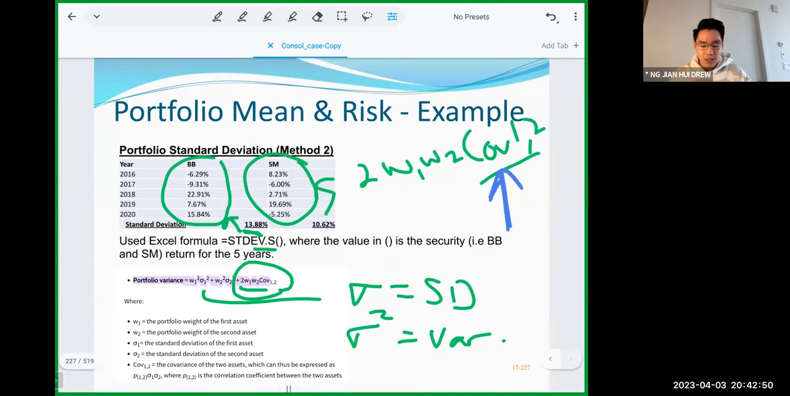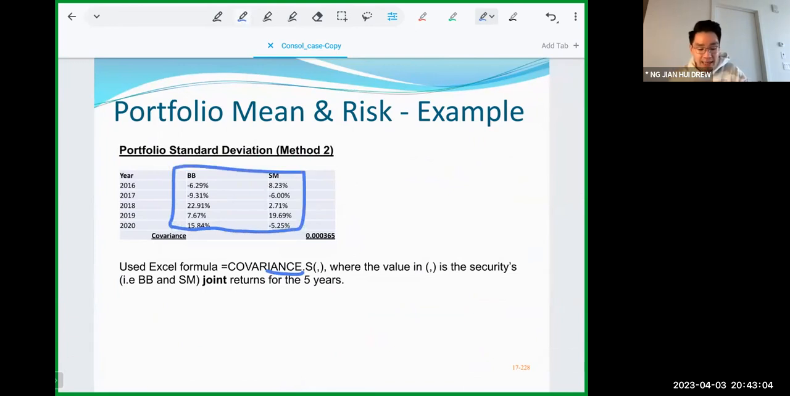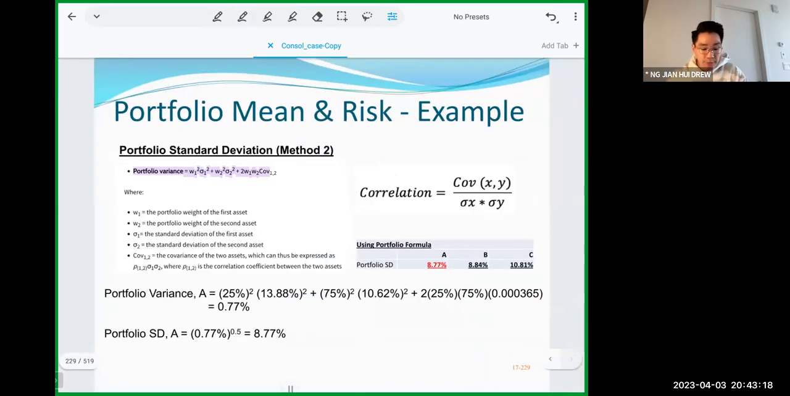because we have Excel. So we simply use the COVARIANCE.S formula in Excel, and we just plug in this entire chunk here. We highlight this entire box. These are the returns given in the question. So they give you the returns, and we just simply plug it into the formula.